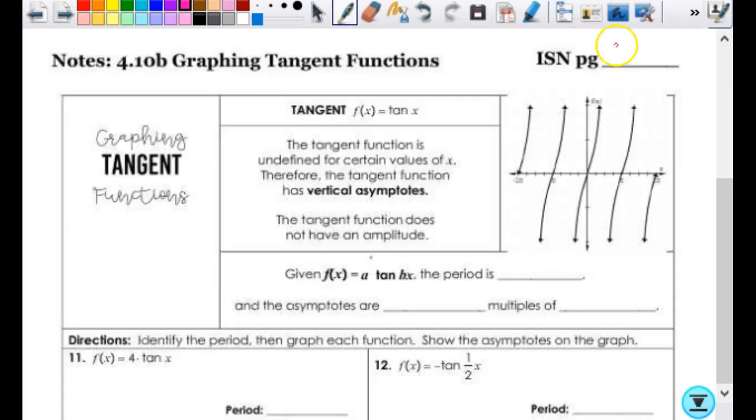Here we go. This is going on 107. So the tangent function is undefined for certain values of x. Therefore, the tangent function has vertical asymptotes. They're not on this picture, so we need to graph them in because they are important. They should be there.